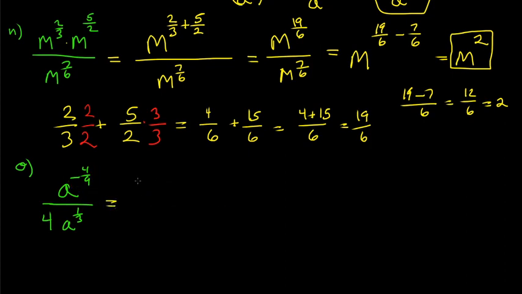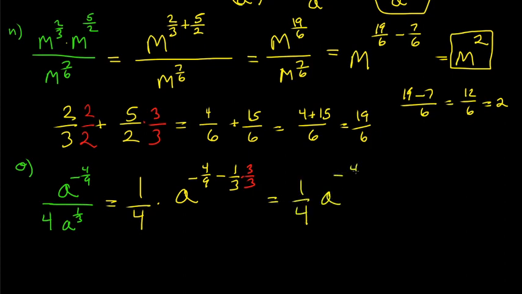So this will be 1 over 4 times a to the negative 4 over 9 minus 1 over 3. And again, we need a common denominator, which will be 9. So we'll multiply the second fraction by 3 over 3. So we're going to get a to the power negative 4 over 9 minus 3 over 9. And I think that becomes a to the negative 7 over 9.